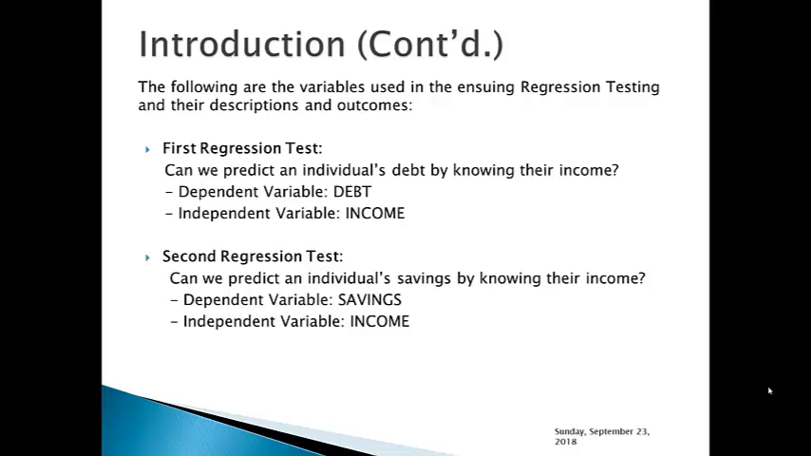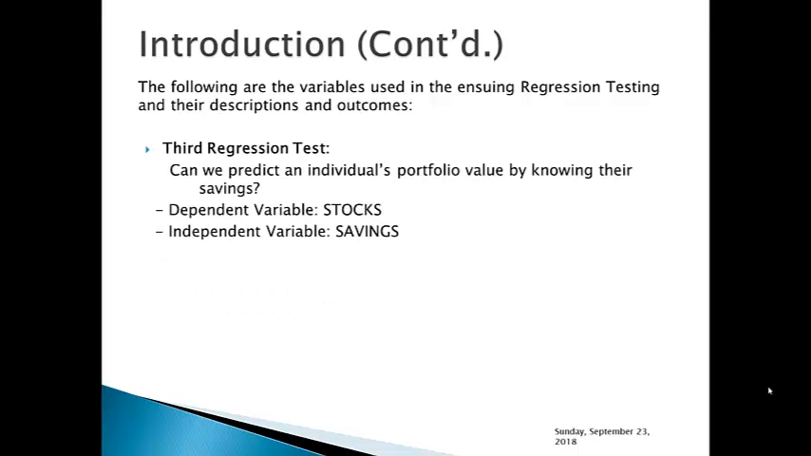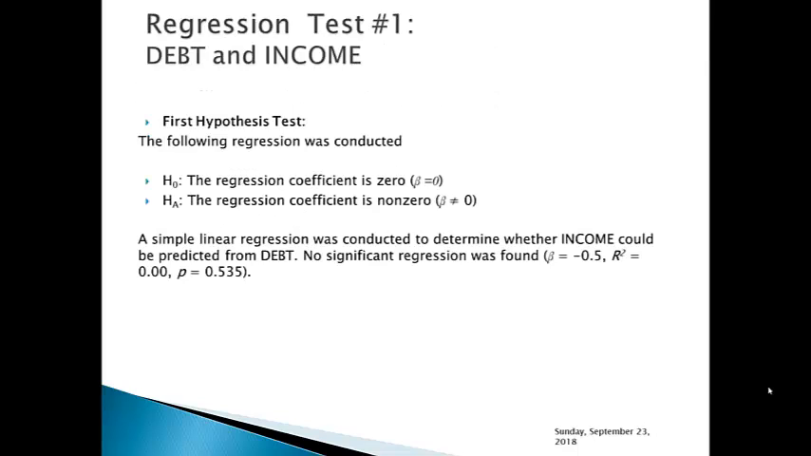The following are the variables used in the ensuing regression testing, and their descriptions and outcomes. The first regression test was: can we predict an individual's debt by knowing their income? The dependent variable there is debt. The independent variable is income. The second regression test is: can we predict an individual's savings by knowing their income? The dependent variable is savings and the independent variable is income. The third and final regression asks: can we predict an individual's portfolio value by knowing their savings? The dependent variable is stocks, the independent variable is savings.